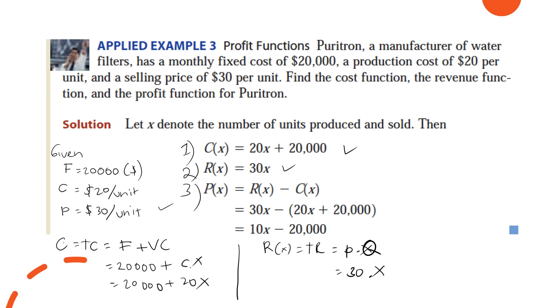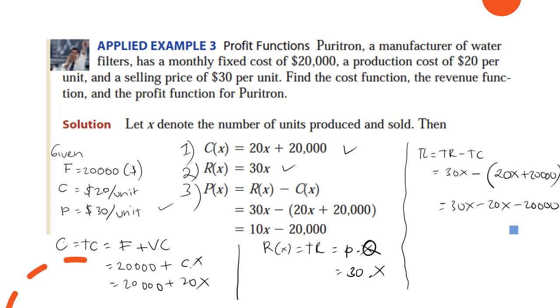And the third one, profit comes from TR minus TC. That will be 30X minus, remember, if you use the minus operator in math, always use brackets, 20X plus 20,000. So 30X minus 20X minus 20,000 over here. So 30X minus 20X is 10X minus 20,000. So that is the answer.